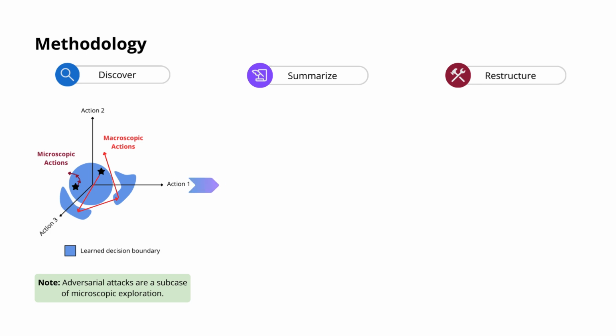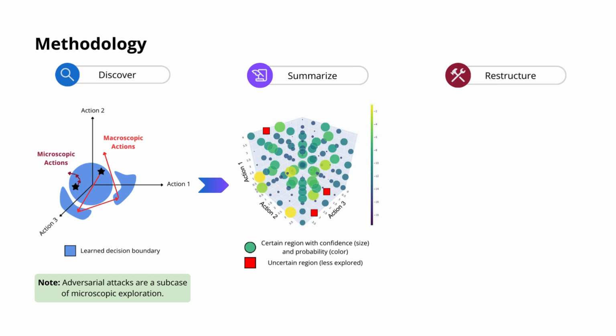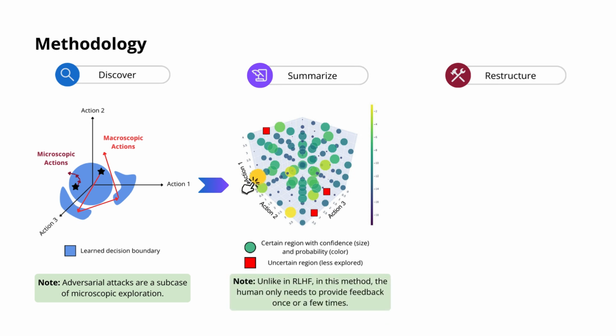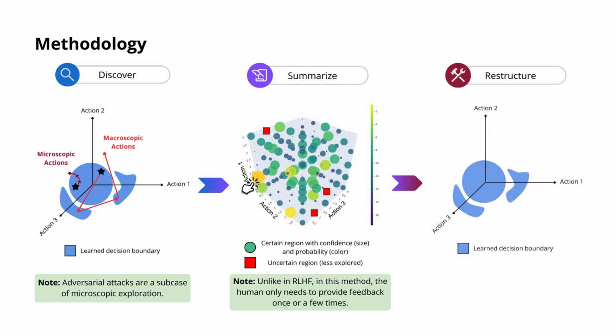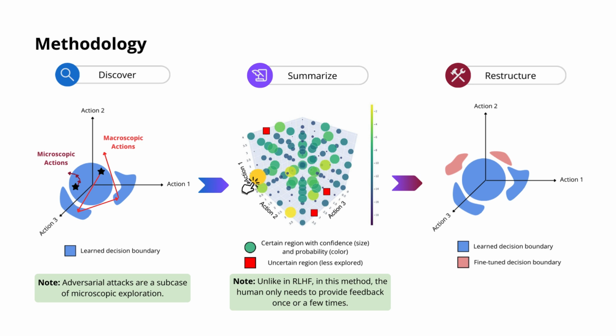After discovering failures, we evaluate the severity. A human informs the framework which failures are important to mitigate. The involvement of a human enables better human-AI alignment in terms of ethics, safety, and preferences. If necessary, the failure landscape is restructured through fine-tuning.